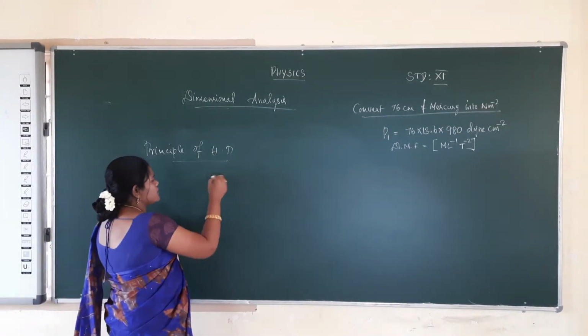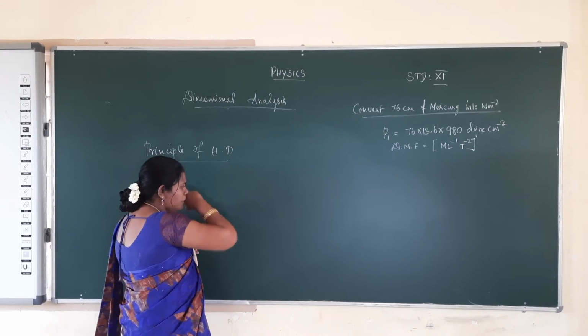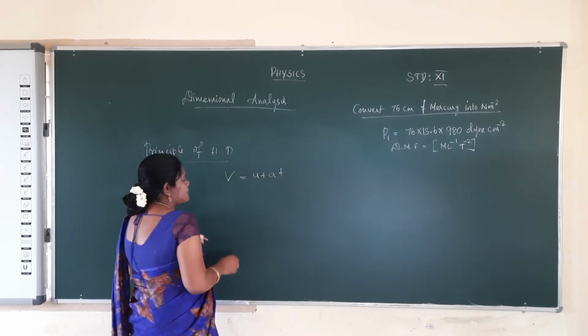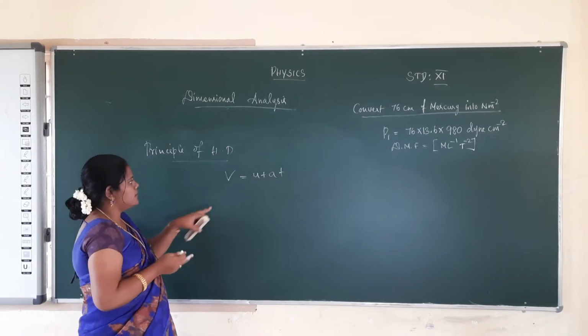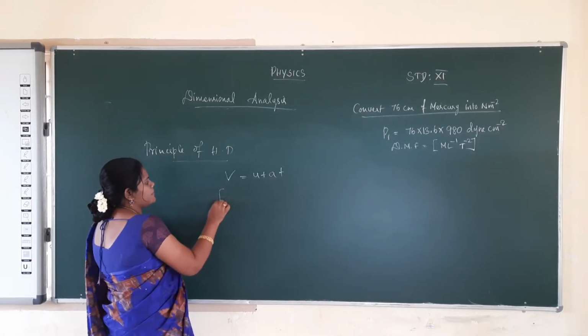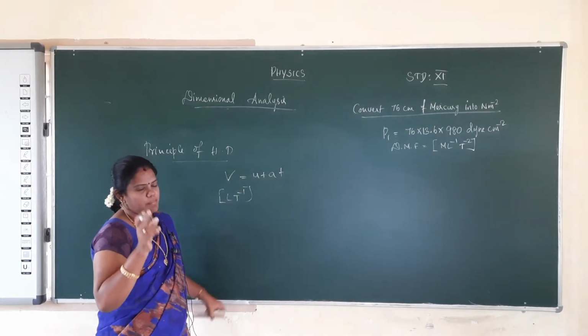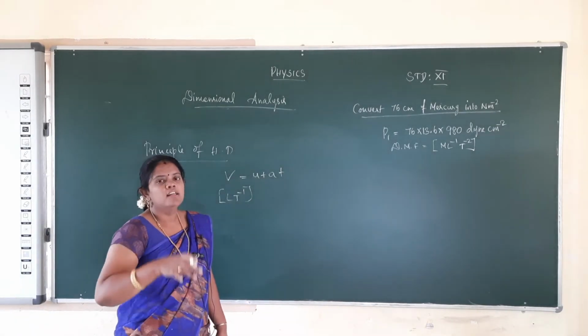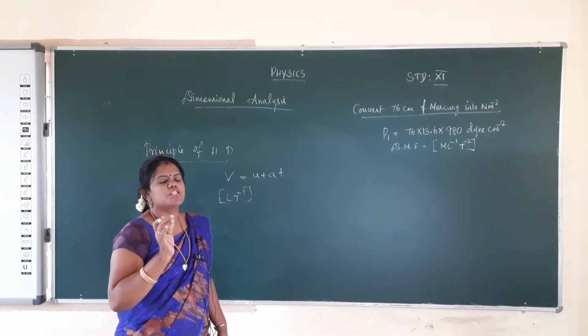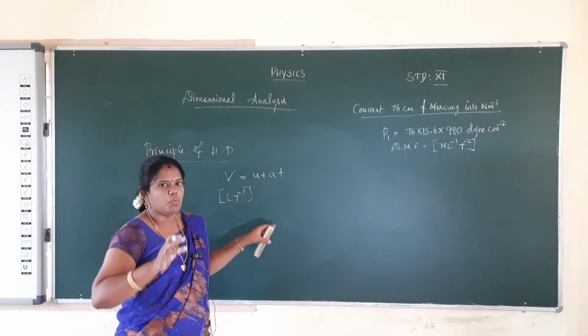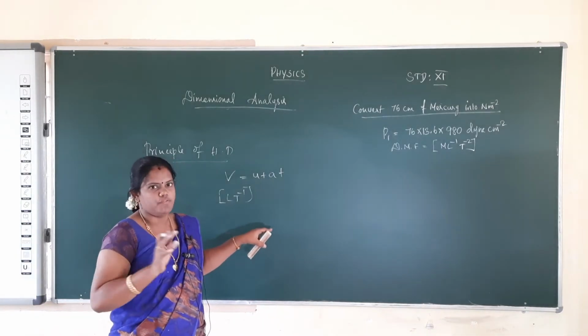You take one equation, V is equal to U plus AT. Substitute the dimensions for both sides. The dimension of velocity is LT power minus 1. In your book one table is there. You have to learn that table thoroughly, which has the dimensions for all the physical quantities. First you should learn it thoroughly, after that you have to work out the dimensional formulas for all the physical quantities.